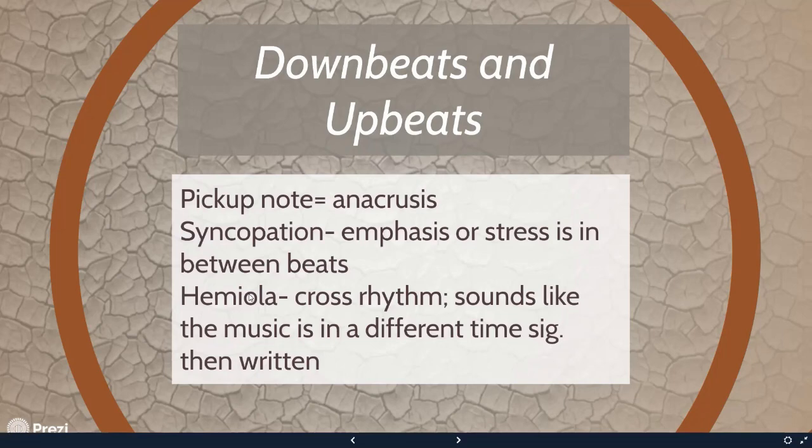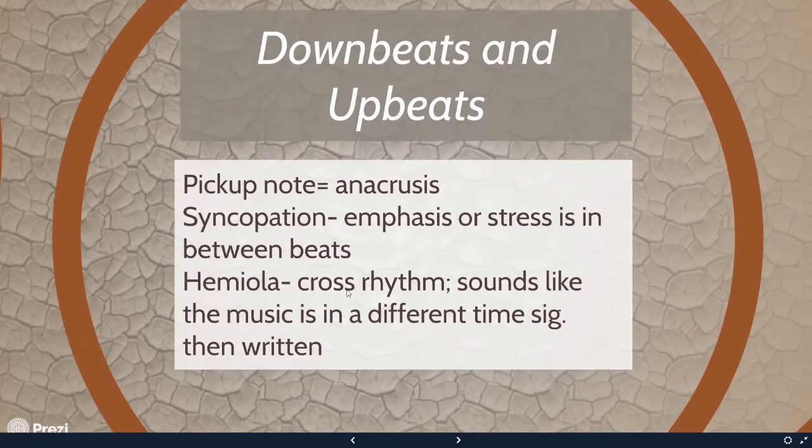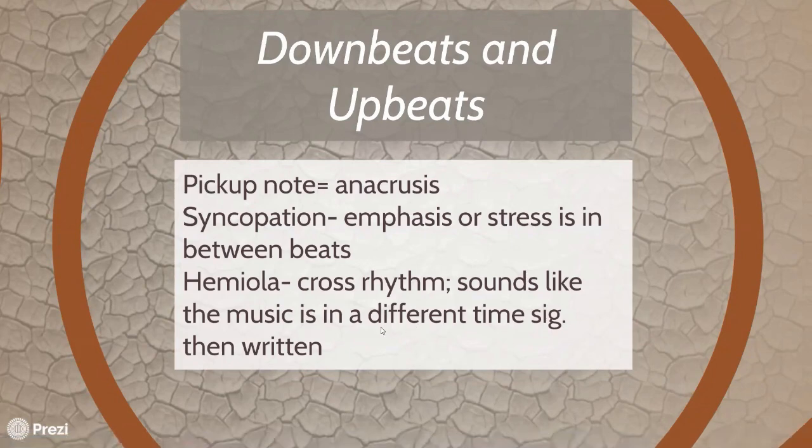We have a hemiola, which I always talk about. A hemiola is called a cross rhythm. It sounds like the musician is in a different time signature. So if this is the beat right here, 1, 2, 3, hemiola would be da da da da, 1, 2, 3, 1, 2, 3. Even though we're in 4/4, basically it feels like you're in a different time signature for hemiola.